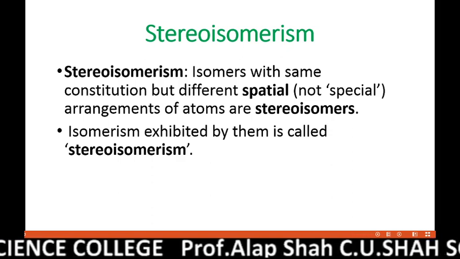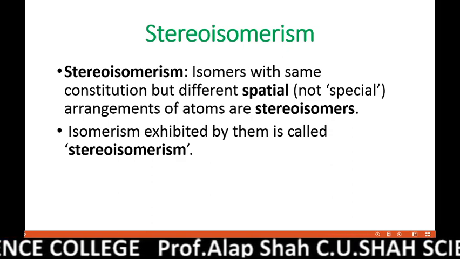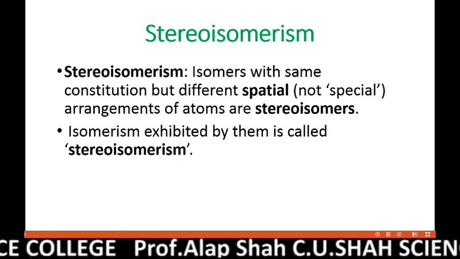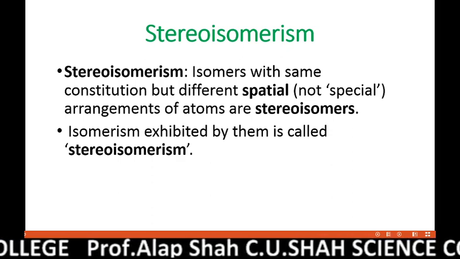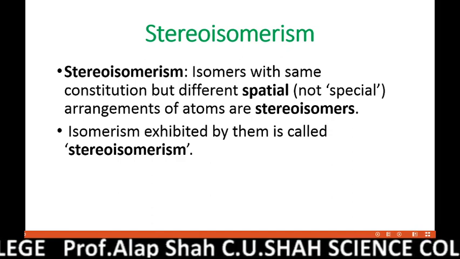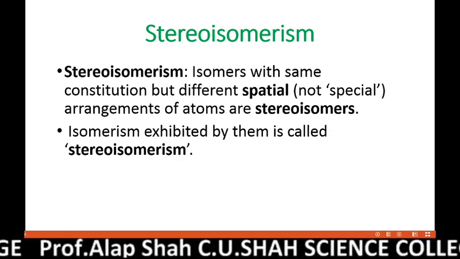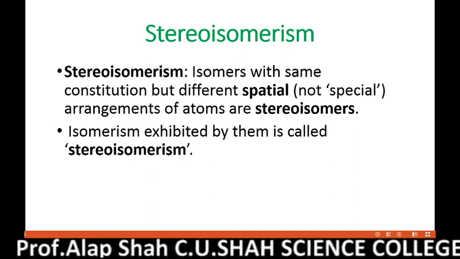What is stereoisomerism? Isomers with the same constitution but different spatial arrangement of atoms are called stereoisomers. And the isomerism exhibited by them is called stereoisomerism.